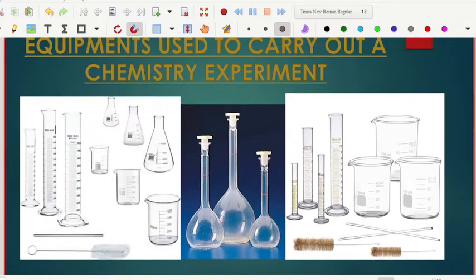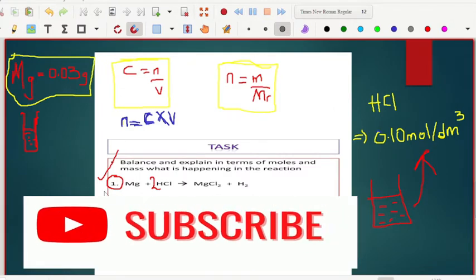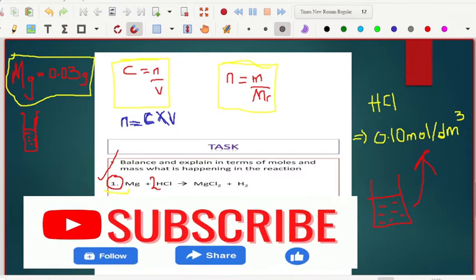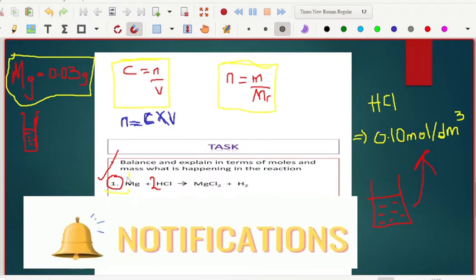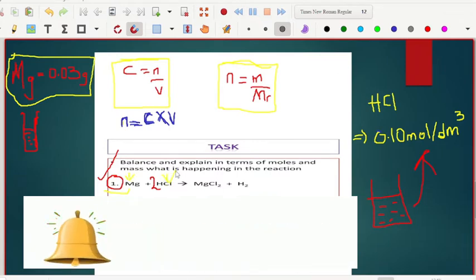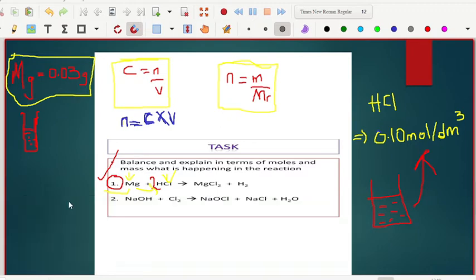One thing you also need to know is that this time chemistry will be different. It will no longer be the way it used to be. This time you need to do it on your own. What do I mean? In terms of solutions, you need to make your own solutions. For instance, the solution for magnesium and also the solution for hydrochloric acid. Then you start mixing them up. This is how it goes.